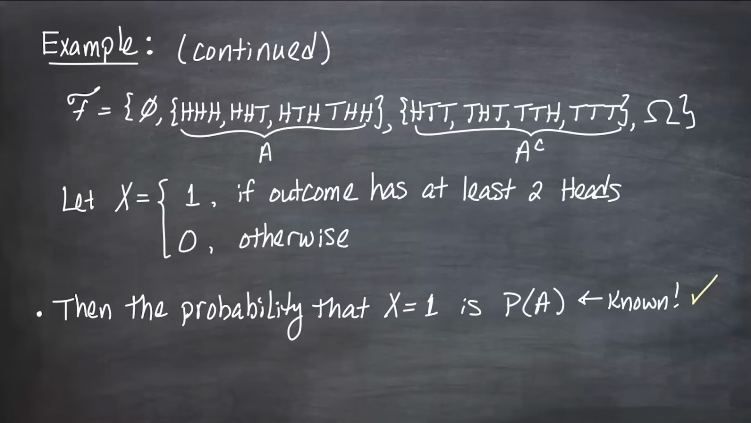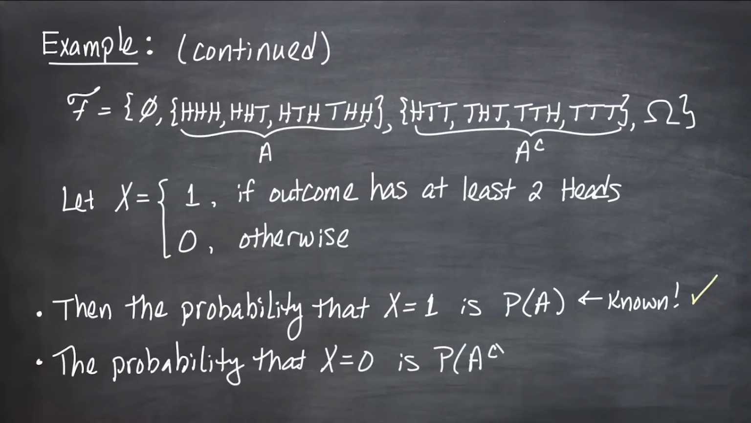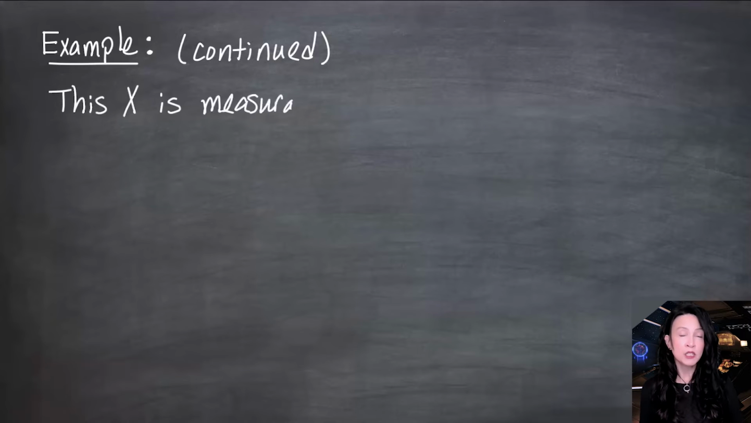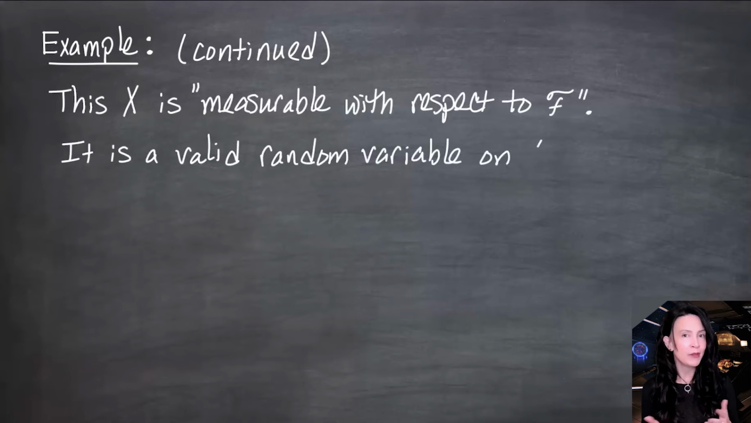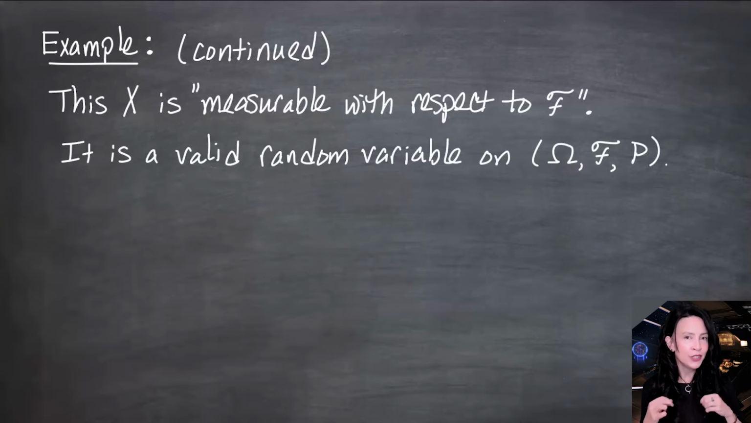Now, the probability that X equals 0 means that we did not see at least 2 heads. We saw 1 or fewer, and that is the probability measure of A complement, which has also already been defined for us. So basically, we have enough information for this random variable using probabilities on the measurable sets in curly F. Again, we say that this X is measurable with respect to F, sometimes just measurable if it's clear, and therefore, because it's a function from omega to R and measurable with respect to F, it is a valid random variable on this probability space.